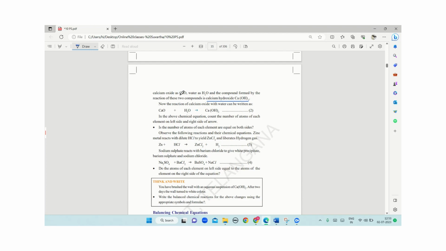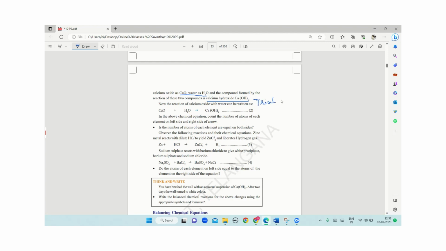So this is formed. What are these two reactants? So let us write the skeleton equation, an equation which is not balanced yet. We call it a skeletal equation. CaO plus H2O gives Ca(OH)2. What is Ca(OH)2? It is calcium hydroxide. Whenever we are balancing here, most of the time we use the trial and error method.